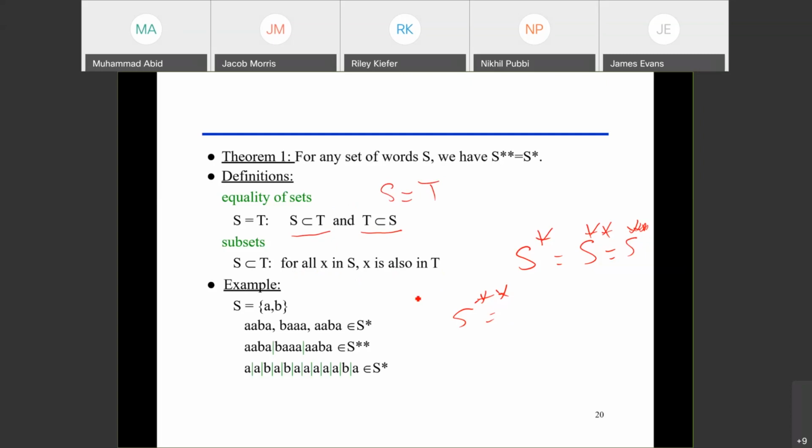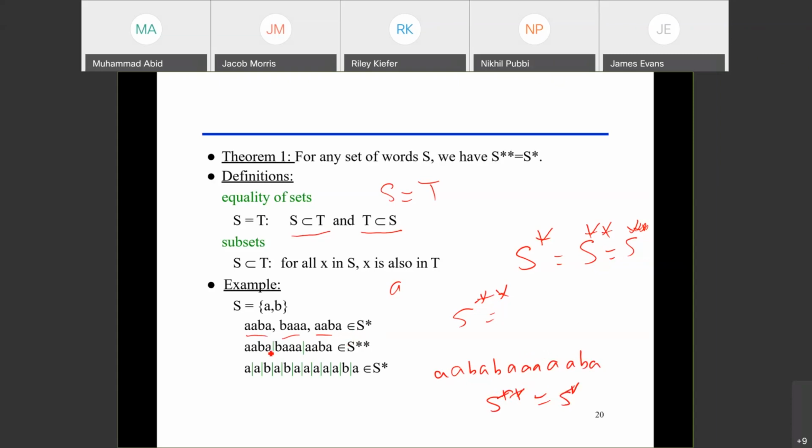So if you see this, we have this as your S, and you apply Kleene star, and you are saying I have these words which are in Kleene star, and then you have one word, which is a. This is another word, which is a very big word, and you are saying that this is part of S double star. If it is part of S double star, it should also be part of S star.